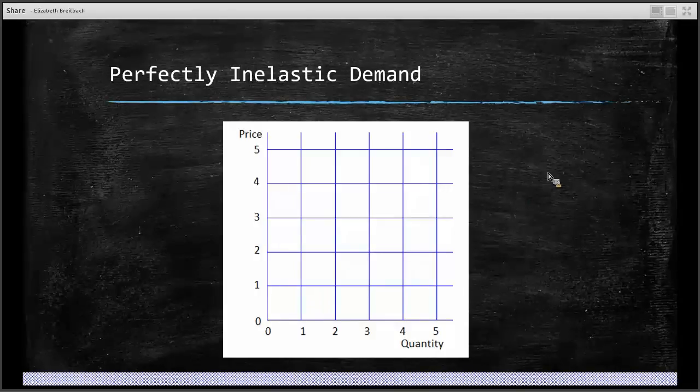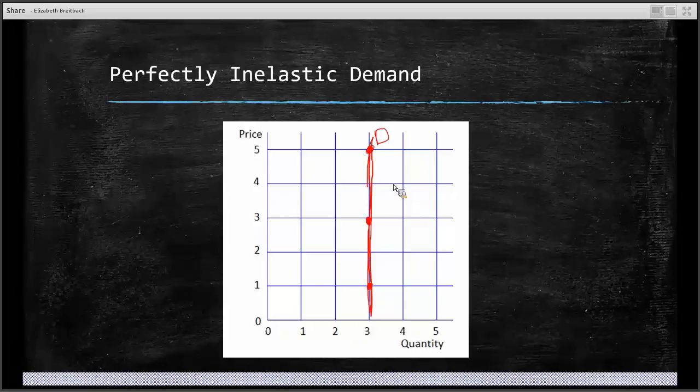And so it doesn't matter if the price is going to be $1, I'm going to buy 3 cups of coffee. If it's $3, doesn't matter, I still need 3 cups of coffee. And if it's $5, I still want 3 cups of coffee. And so my demand for coffee is perfectly inelastic. I'm not sensitive to prices whatsoever. I'm insensitive to prices. It doesn't matter what the price is, I always consume 3 cups of coffee. And this is a perfectly inelastic demand curve.